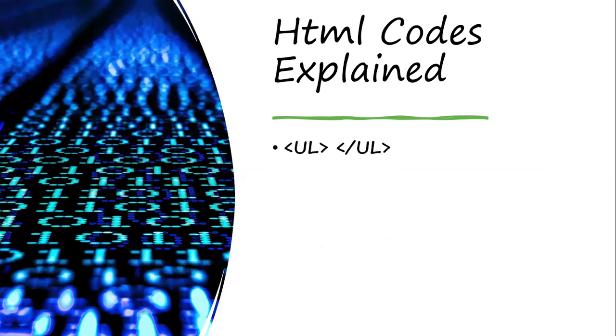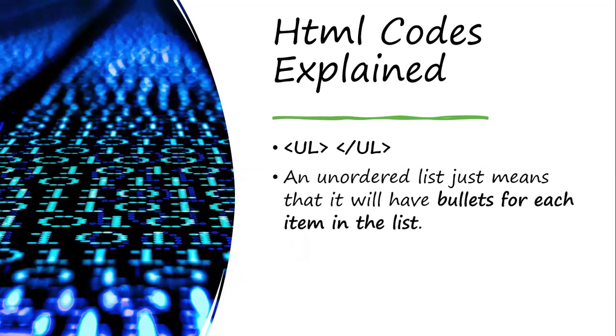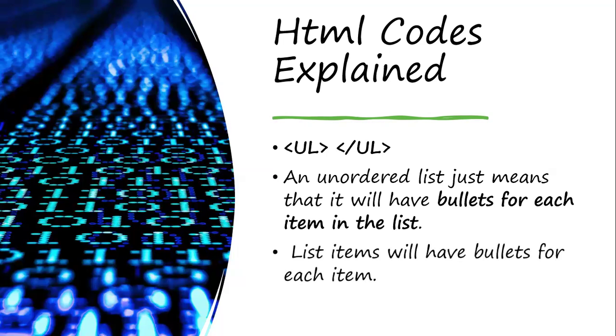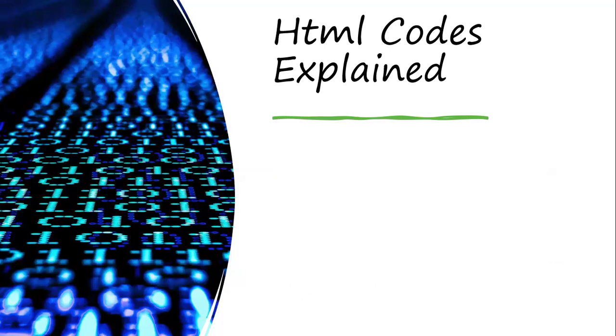Let's see the ul open and close. This is the other HTML tag, and it is an unordered list. It just means that it will have bullets for each item in the list. So when you're trying to insert bullets in your HTML document, you can simply use the ul tag, open and close, to have the unordered list using these bullets. The list items will have a bullet for each item. So that's what this kind of HTML tag does.